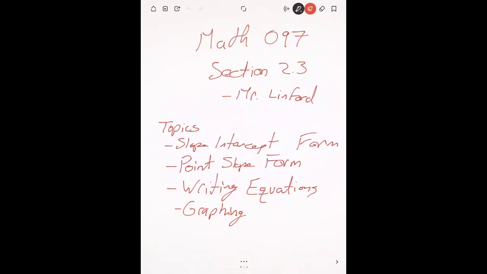In today's discussion, we're going to be exploring the topics of linear equations in two variables. In particular, we're going to be discussing the slope-intercept form of a line, the point-slope form or formula of a line, and we're going to be figuring out how to go about writing equations of a line in two variables from different given information, and maybe we'll get into some graphing as well.